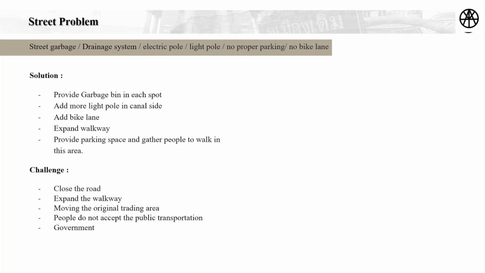And also the street problem, which is the garbage, the drainage system, electric poles, light poles, and no proper parking and bike lane. So the solution is to add the bike lane, expand more walkways, and provide gathering space. The challenge is also the same as the pedestrian one. Next.